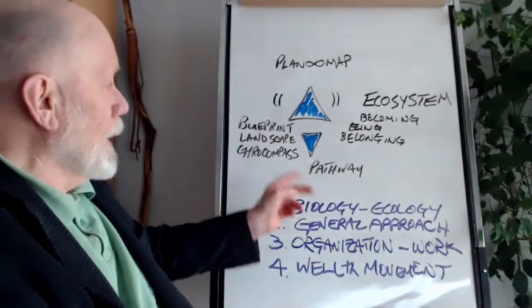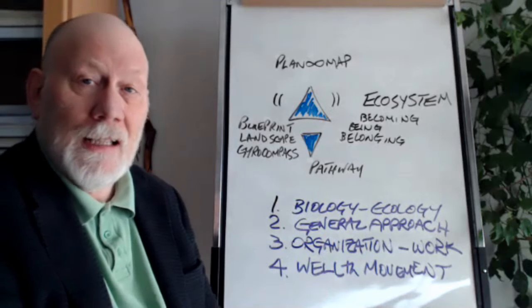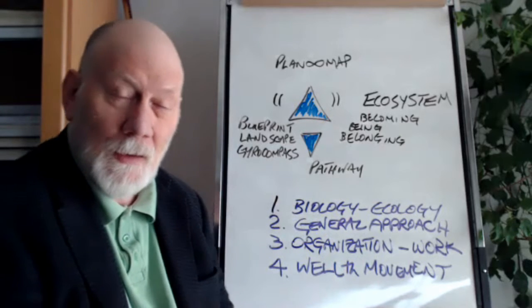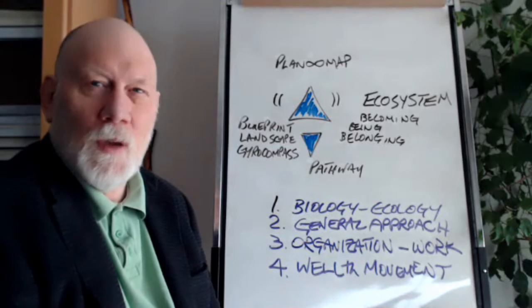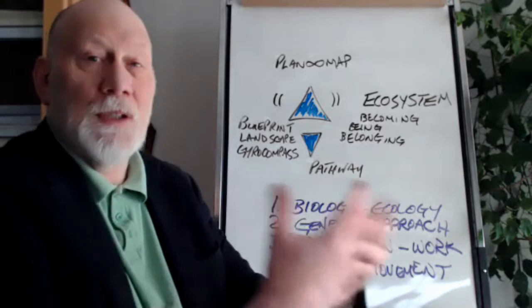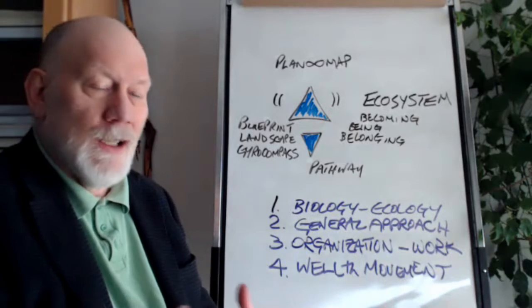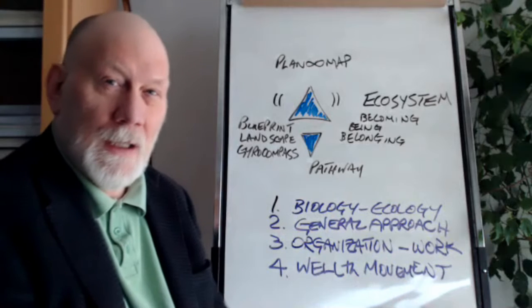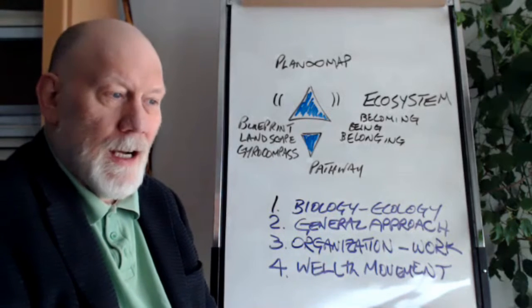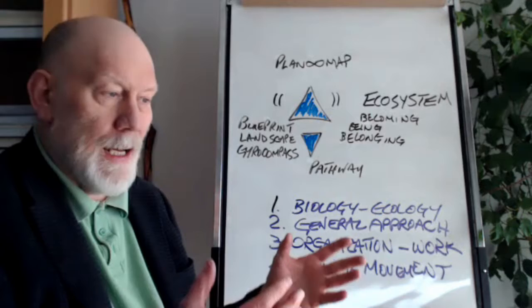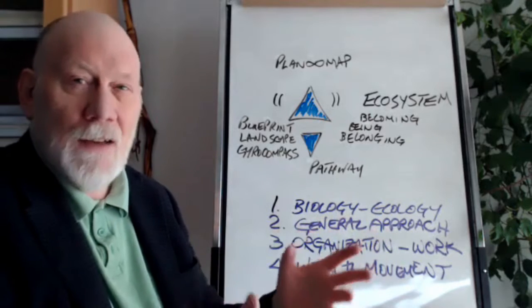The other component is what we call blueprints, landscape, or gyrocompass. Now, the blueprint is what it is that you would use to build something. The landscape is what you would use to grow something. And the gyrocompass are the tools and techniques that you have to be able to do the navigation.